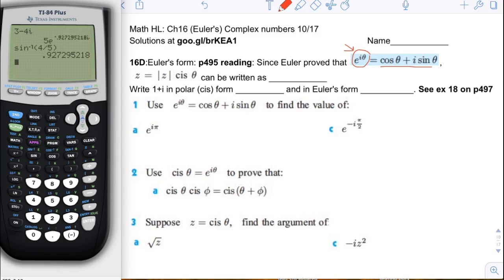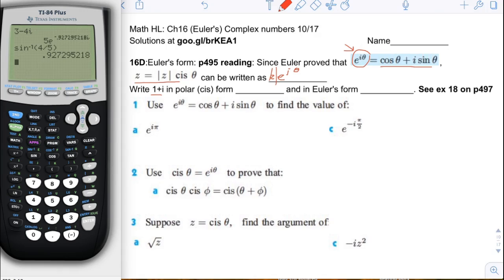So if you have the complex number z, it can be written as modulus of z times cis theta. And in Euler's form, you could write that very compactly as modulus of z times e to the i theta.